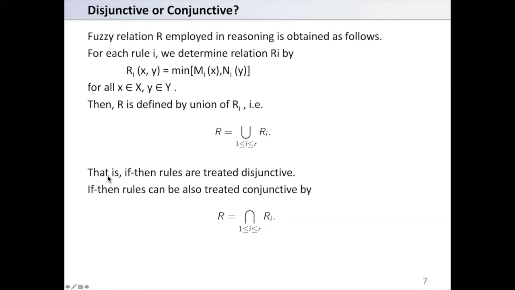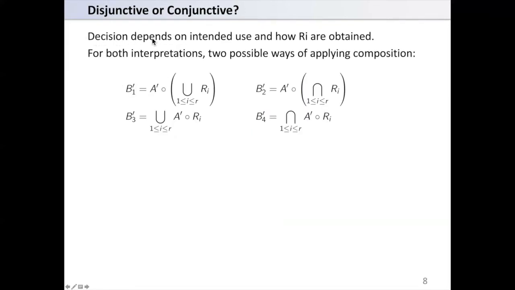That is, we are using this formula if the if-then rules are treated as disjunctive. If the if-then rules are conjunctive, they can also be treated, but in that case, instead of the union of the relations, we have to take the intersection of the relations. The decision depends on the intended use and how Ri are obtained.